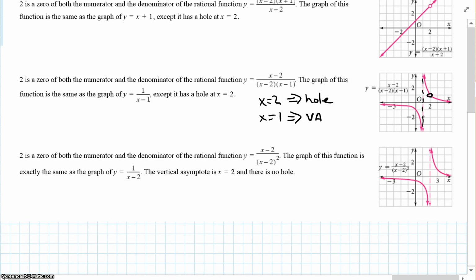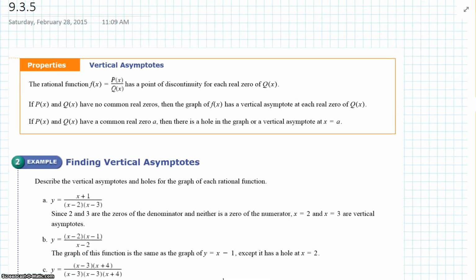All right, last example. 2 is a 0 of both the numerator and denominator of the rational function x minus 2 over (x minus 2) squared. The graph of this function is the exact same graph as y equals 1 over x minus 2. So the vertical asymptote is x equals 2, and you notice there is no hole. Okay, moving on. So vertical asymptotes.